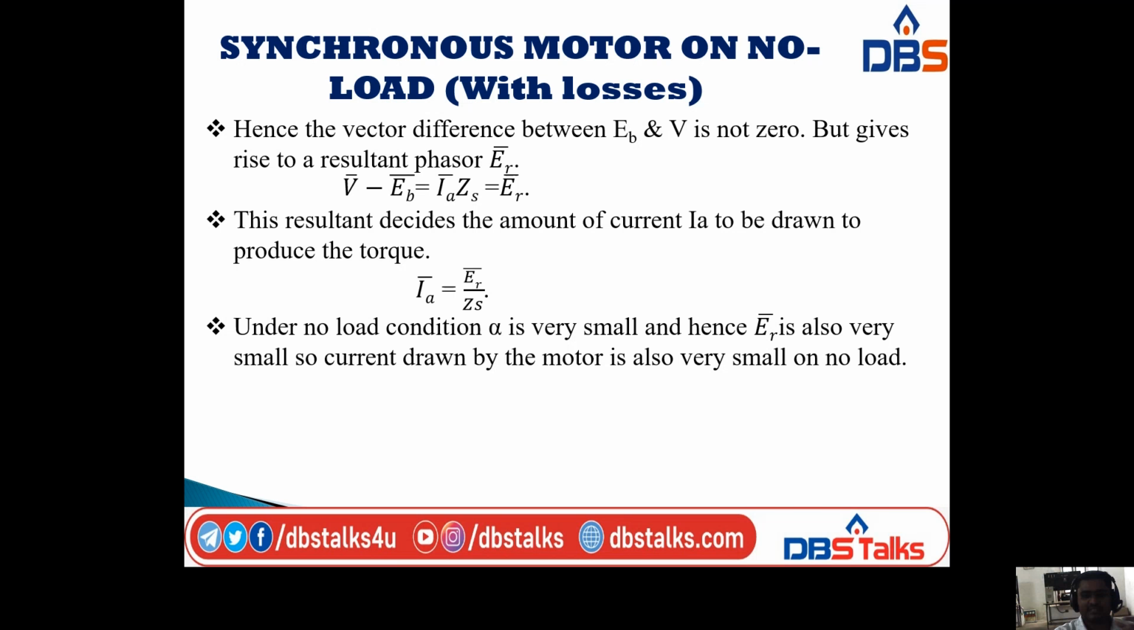From the above equation, IA bar ZS is equal to ER bar, so IA bar is equal to ER bar, the resultant EMF, divided by the synchronous impedance. Under no load condition, alpha is very small and hence ER bar is also very small. So the current drawn by the motor is also very small on no load condition.